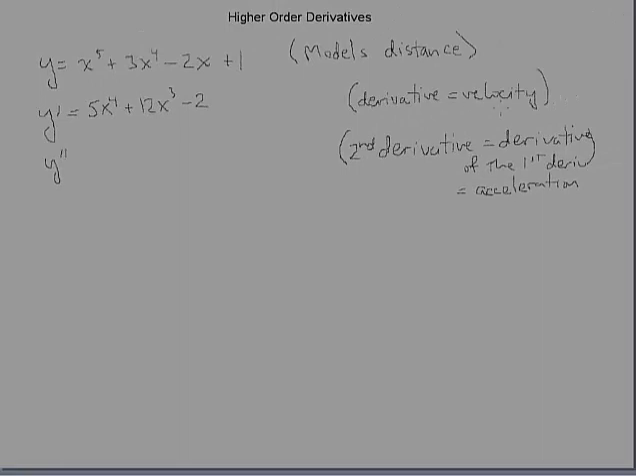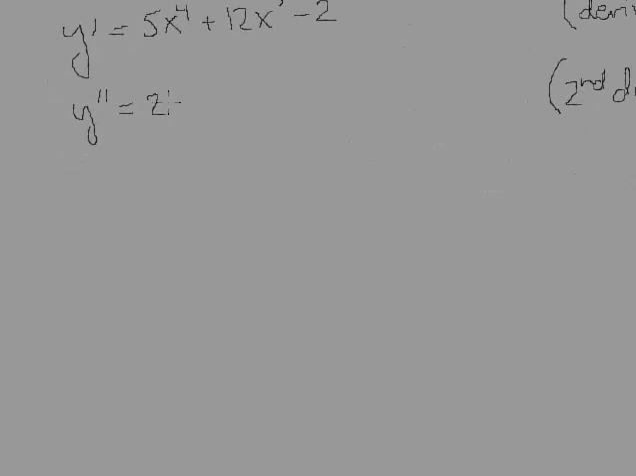You take the first derivative, you get velocity. You take the second derivative, which is the derivative of this function, you'll get the acceleration. So the derivative here is just 20x to the third power plus 36x squared plus the derivative of a constant is 0. So this would be your acceleration.